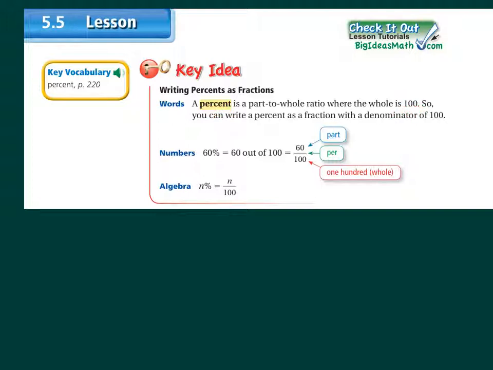So whenever you're talking about a percent, it's the number over 100 as a whole. So 60% means 60 out of 100. You could write it as 60 over 100. Basically, any number in percent will be equal to that number over 100.